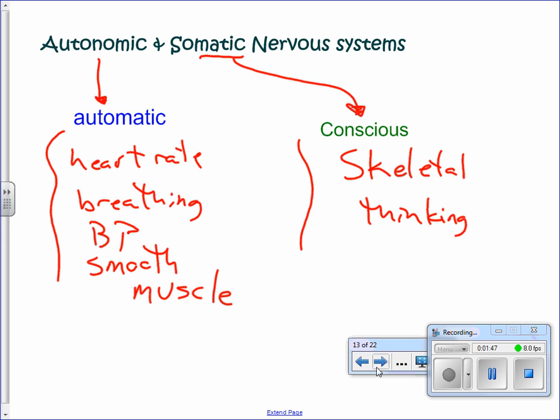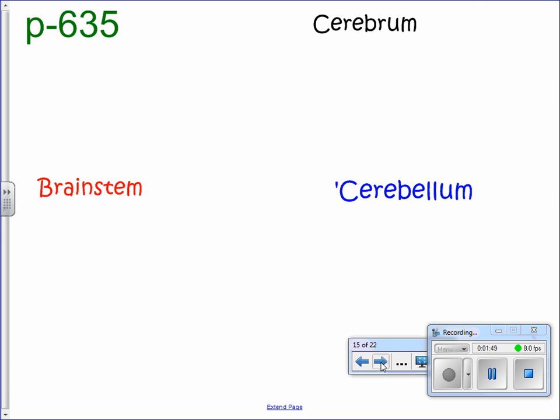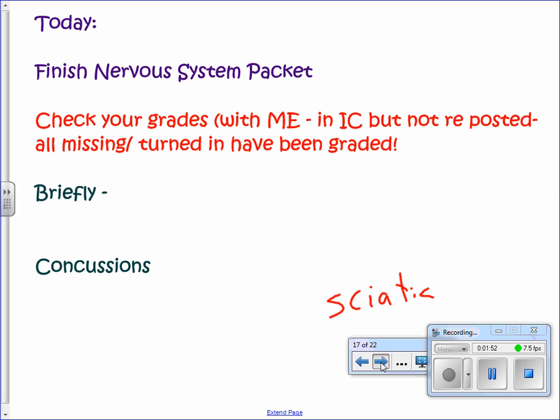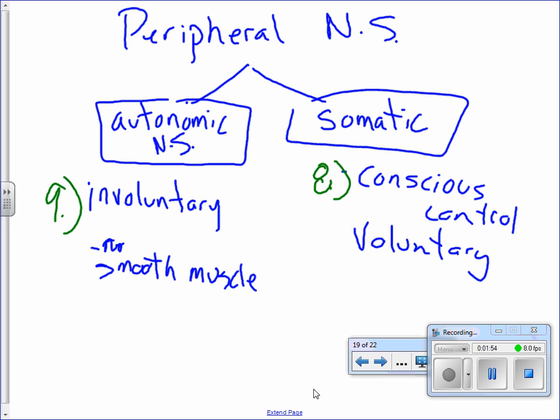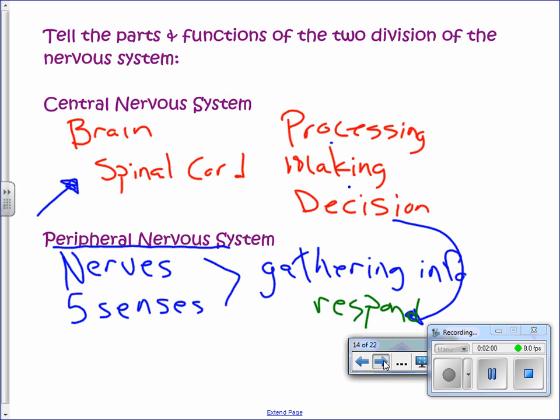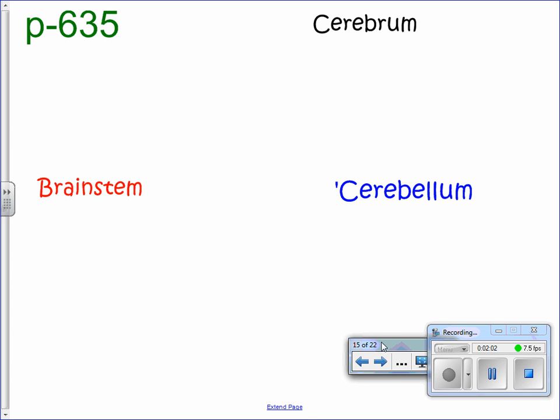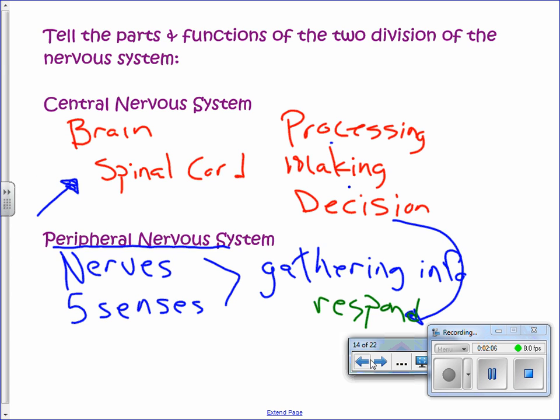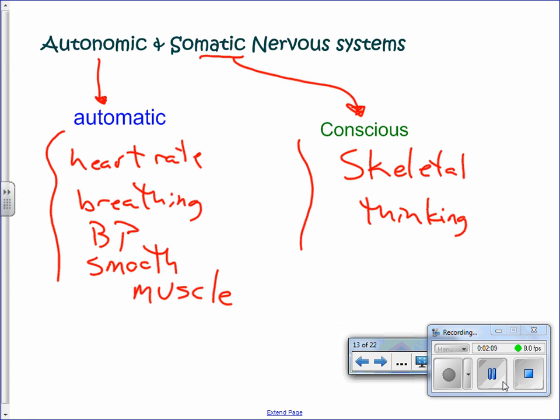Let me skip ahead real quick and see what else I wrote down. So involuntary, smooth muscle, yeah. Same stuff we just said. Okay, so now let's talk about the brain.